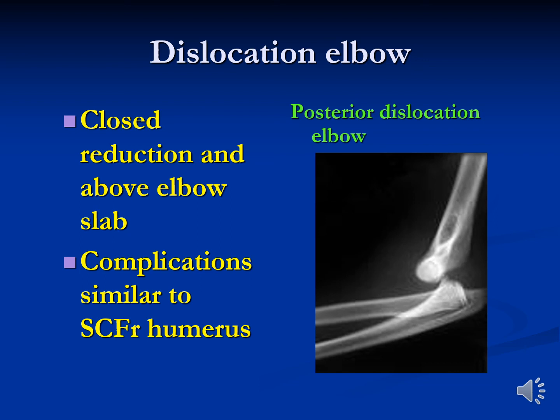Dislocation elbow in children and in adults. In children, the most common is pure posterior dislocation. The same complications as supracondylar fracture of the humerus. And the management is simple, usually conservative treatment. Just closed reduction by traction, and flexion, putting the elbow in flexion more than 90 degrees. And you should also take care about the vascular insult and nerve injury.